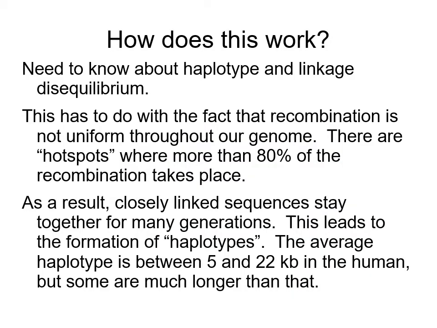Okay, so the idea here is that closely linked sequences stay together for many generations. And this is the idea of haplotypes. So the average haplotype in human is between 5 and 22 kilobases, but many of them are actually longer than that. So we luck out in this, in that this haplotype organization of our genome enables us to genotype a relatively small number of SNPs to get a good correlation with any disease. Now, relatively small means 300,000 to 1 million, so it's not exactly small. But if we just had a random assortment of all these SNPs, it would be impossible. We wouldn't be able to do it.